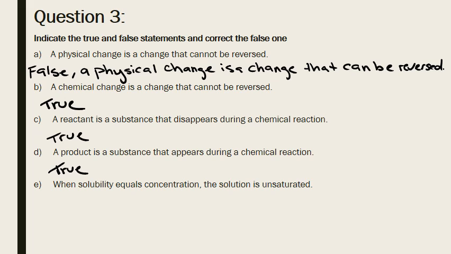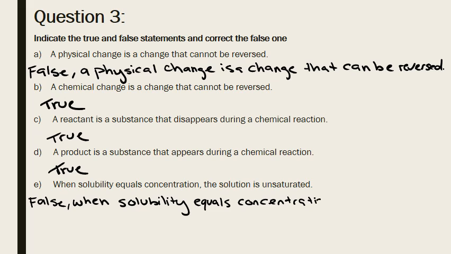A product is a substance that appears during a chemical reaction. This is true. When solubility equals concentration, the solution is unsaturated. This is false, okay? That's because we said that when concentration equals solubility, it is saturated. So, false: when solubility equals concentration, the solution is saturated.